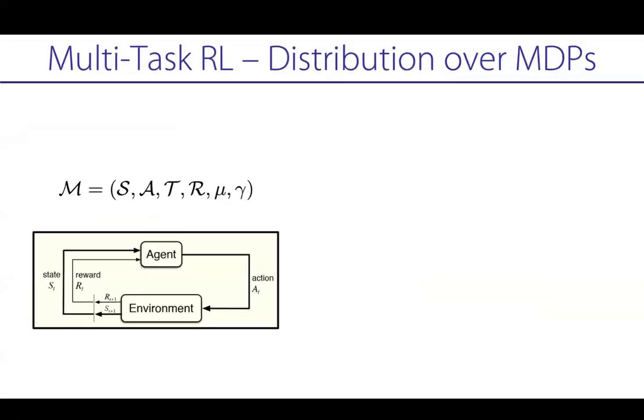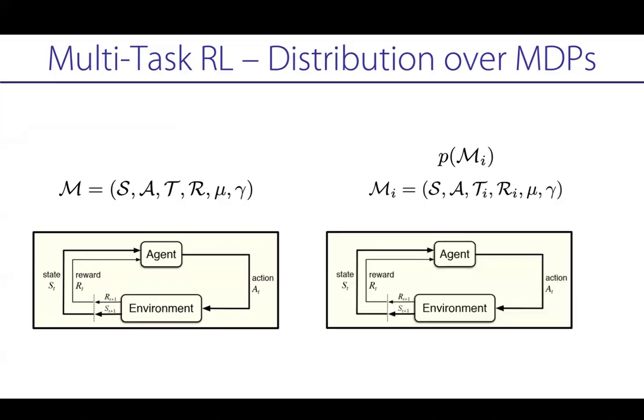So if you remember MDPs, you have a state space, an action space, a transition dynamics, a reward function, an initial state distribution, and a discount. A distribution over MDPs is going to be a distribution over those things. Typically, you're going to keep the state and action space the same because you want your agent to be able to act in all of them. But you're going to change your transition dynamics. You're going to change your reward function across all of these problems.